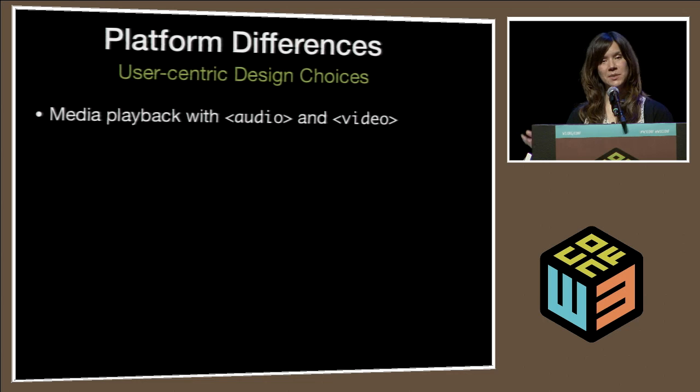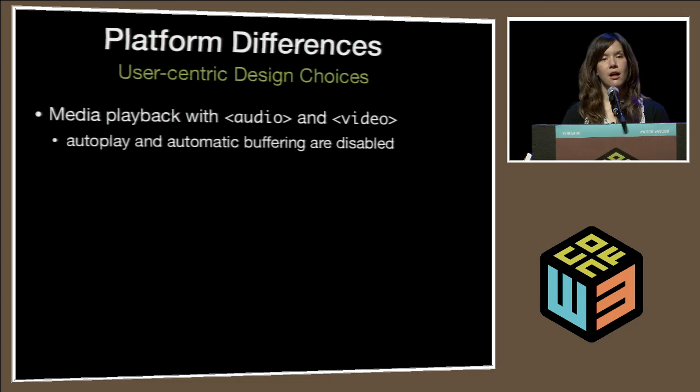Another example is media playback can be different on mobile devices versus the desktop because of these same kind of user-centric design choices. For example, autoplay and automatic buffering are disabled. If a browser on the desktop encounters a video tag, it will automatically start downloading and buffering that video. But you may not want that on your mobile device because you're using a lot of data to download that video, and maybe you're never even going to view it. Autoplay is disabled because maybe you never even wanted to view it.